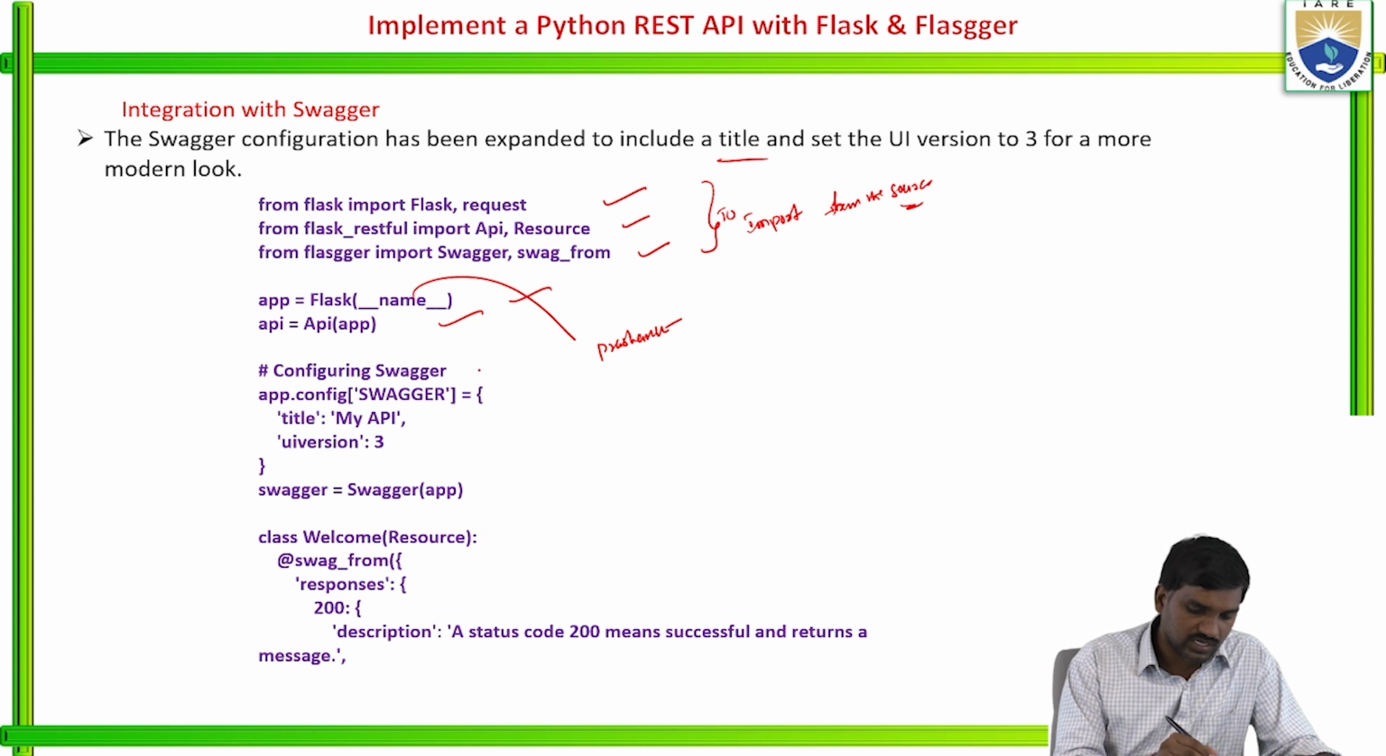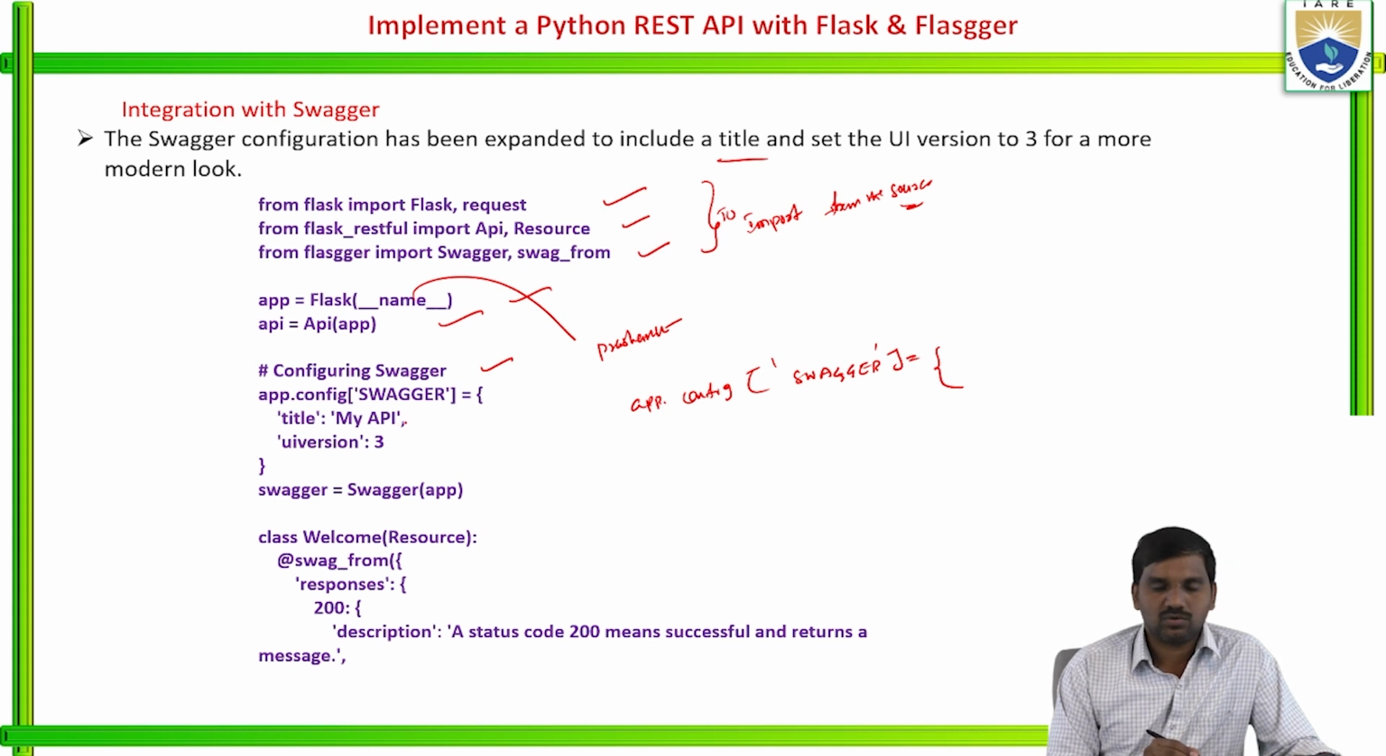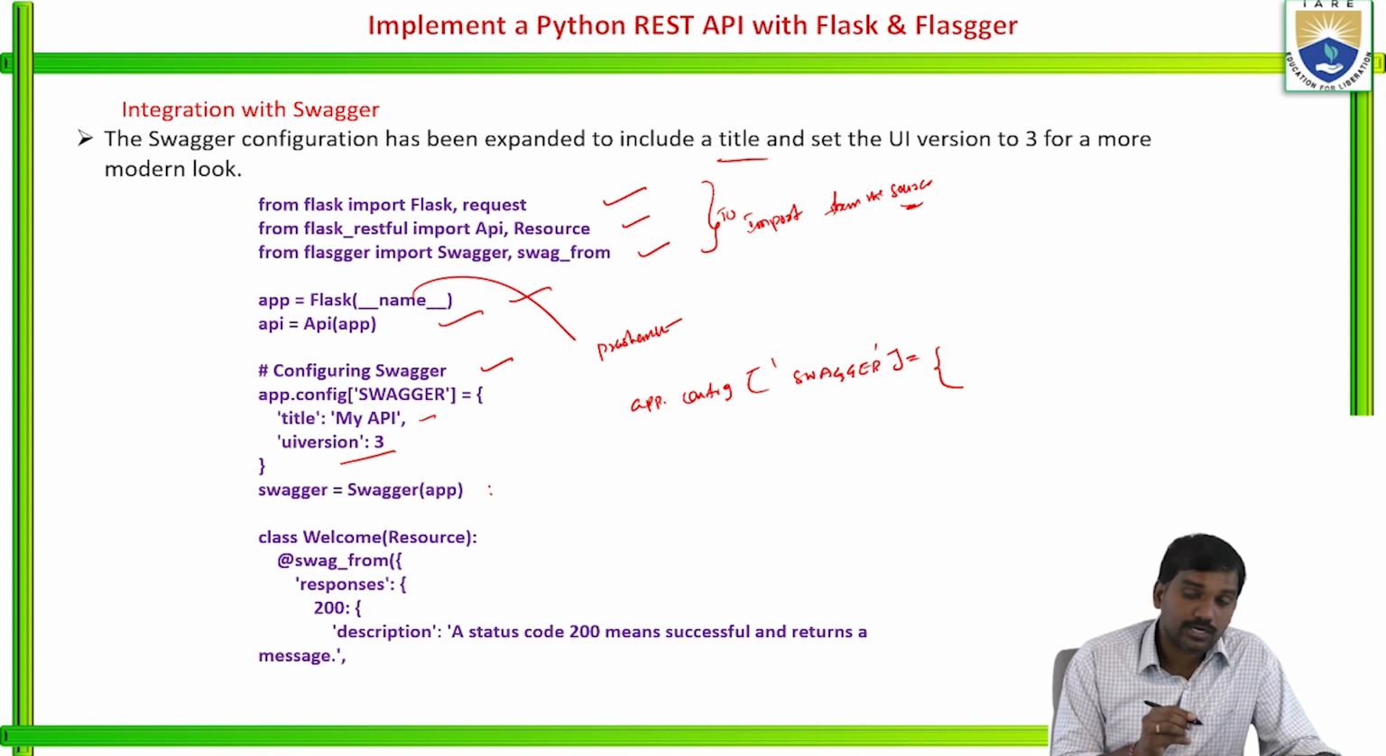Next, configuration of Swagger in order to configure the data: app.config of Swagger. You can give the Swagger title, my app, and you can define the version also, that is 3. swagger = Swagger(app). So this is in order to configure the Swagger.